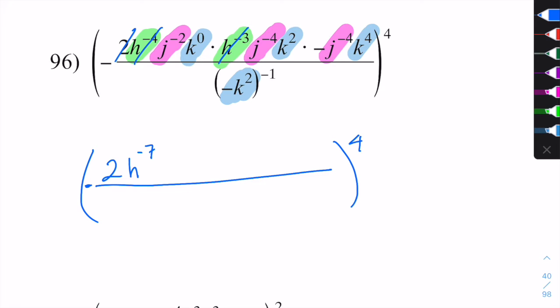I'm crossing things off as I go along, so I know that I covered every piece inside of my original expression. All right, now we have all those j's, negative 2, negative 4, negative 4. That's going to give us a j to the negative 10th power.